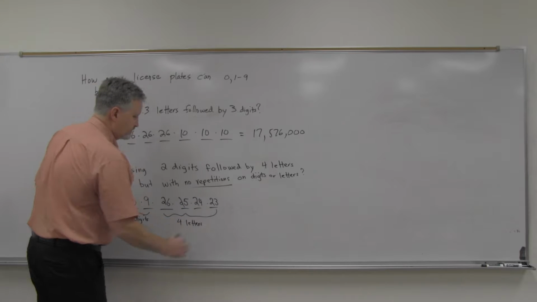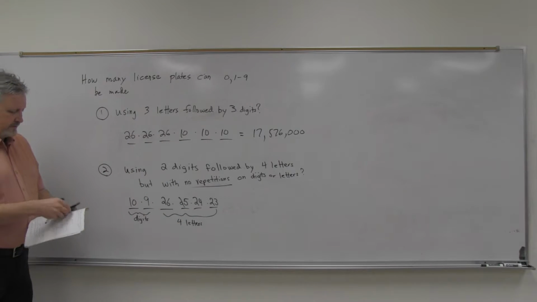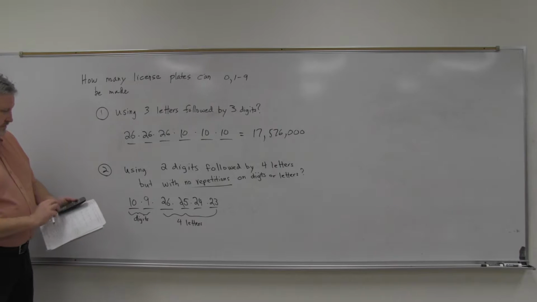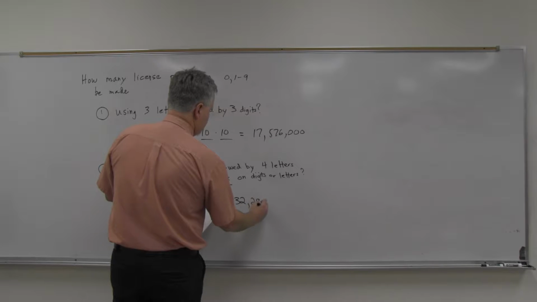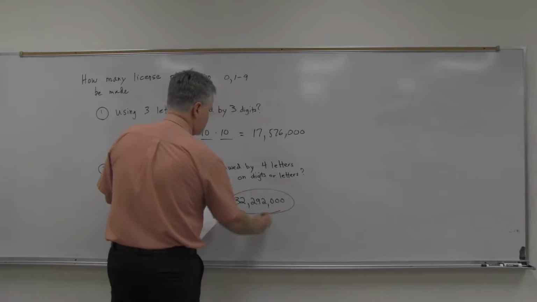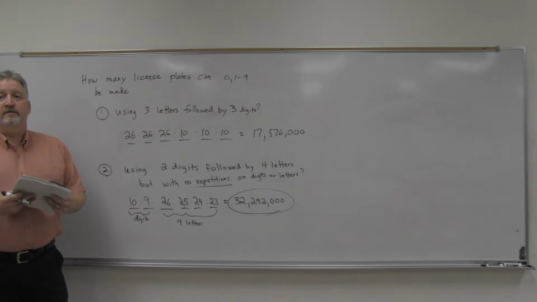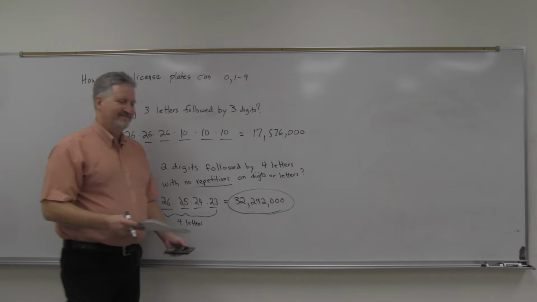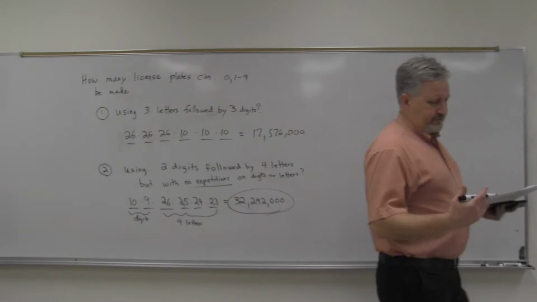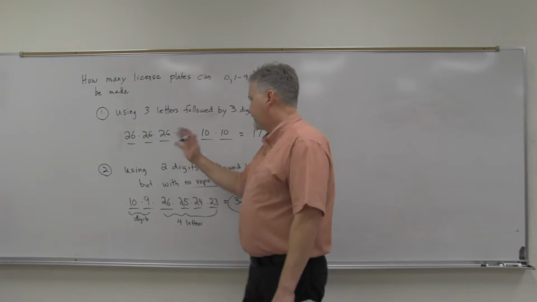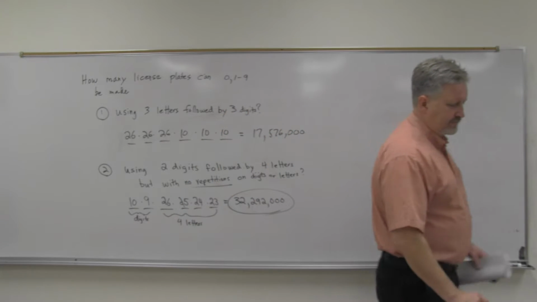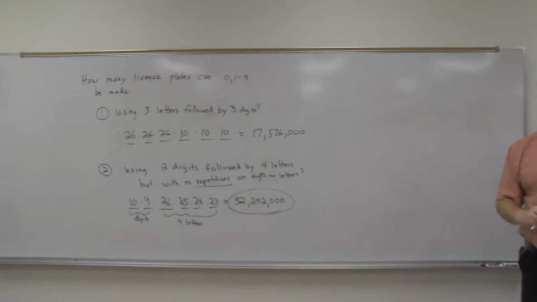10, 9. So we multiply those together. So it's 90 times 26 times 25 times 24 times 23. I get 32,292,000. Anybody else get that? What you got? All right, thanks. So yeah, we can do some different things, and can be different choices for the blanks there. Any questions on that? Looks all right? Okay.